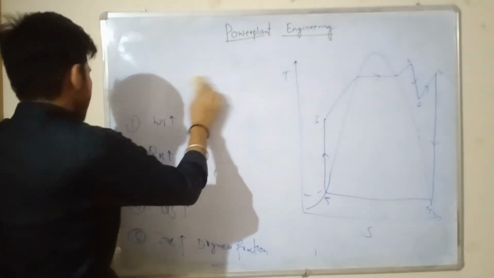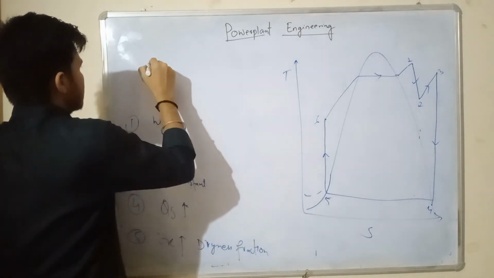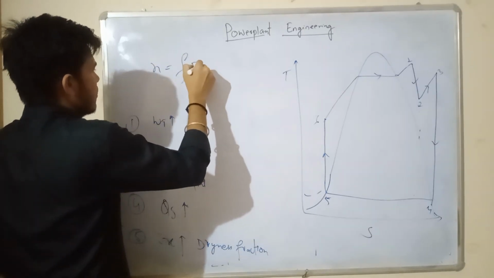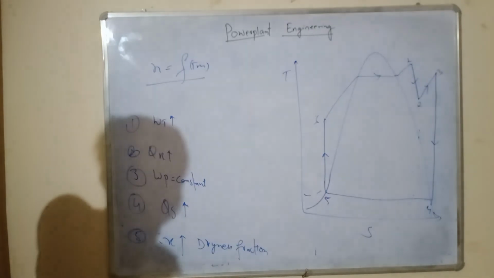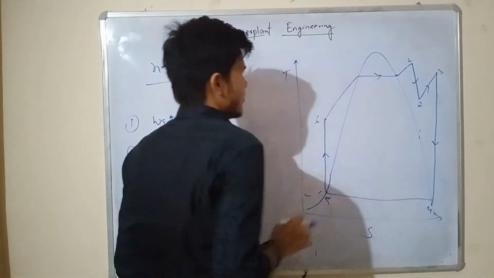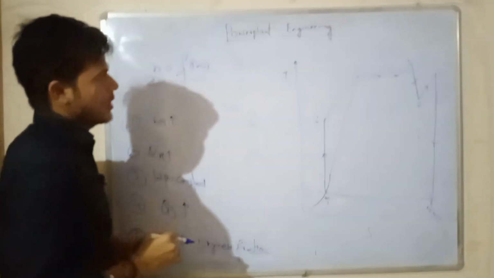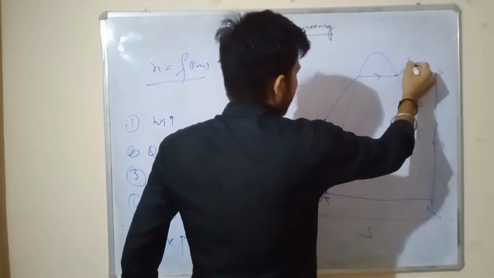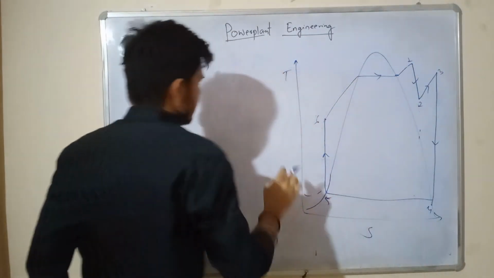Efficiency is a function of the mean temperature. If we add the temperature, so the mean temperature, I will explain with a diagram. You got the point, right? You got the effect. Now coming to this point, we are adding the temperature. We are supplying the heat at a high temperature point.